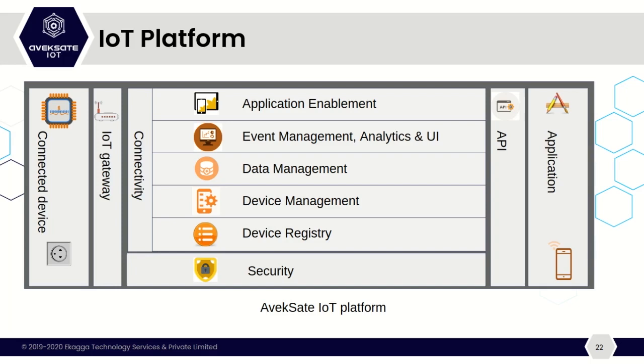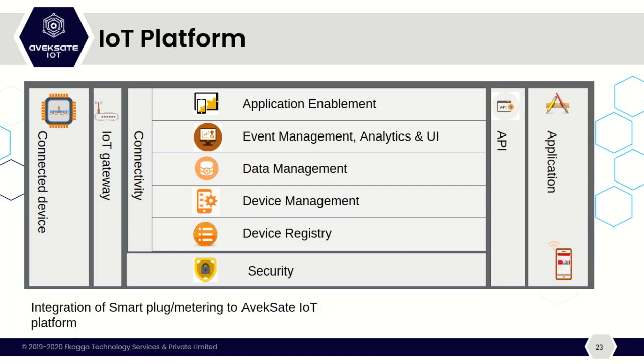The application enablement is nothing but enabling third parties to develop applications on top of the IoT platform, right? On the left hand side, the connected devices are nothing but the things, and then there is a gateway. The gateway works as an aggregator for all the connected devices or sensors, and sends the data collectively using some connectivity to the platform, right? On the right hand side, there is an API which extends this platform, where you can write mobile applications, web based applications, and so on.